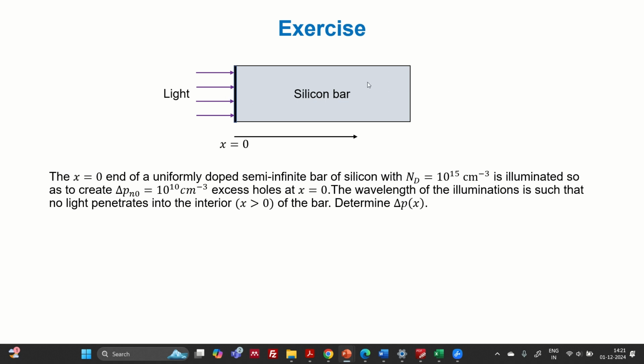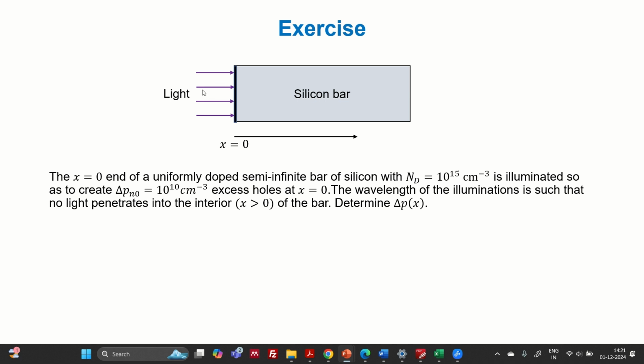So say I have a silicon bar, and at x equal to 0, I shine light on one end of this bar, and I'm assuming that the light does not penetrate much into the silicon bar. It's mostly at the surface. So whatever generation is happening, it is not happening throughout this silicon bar.